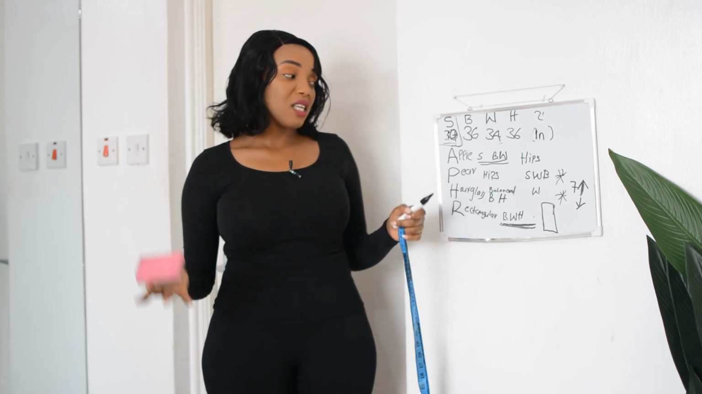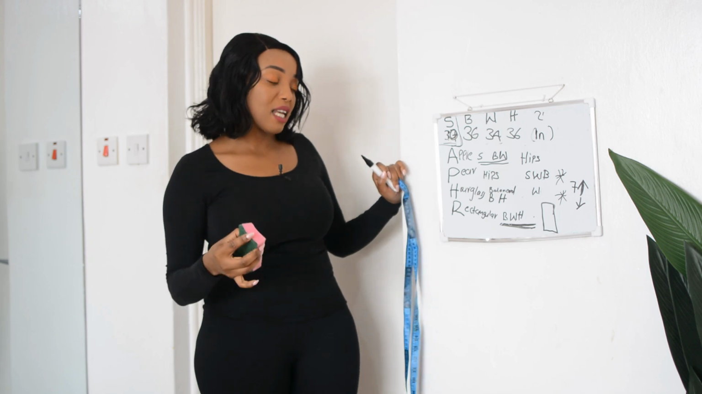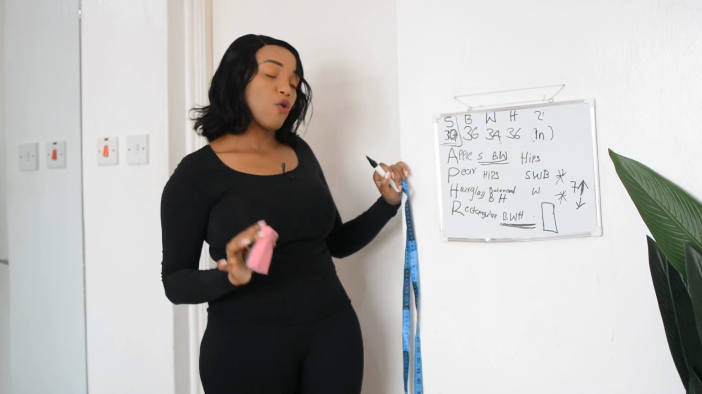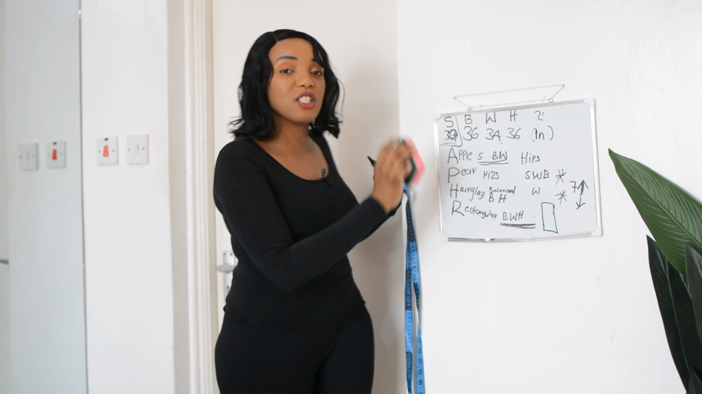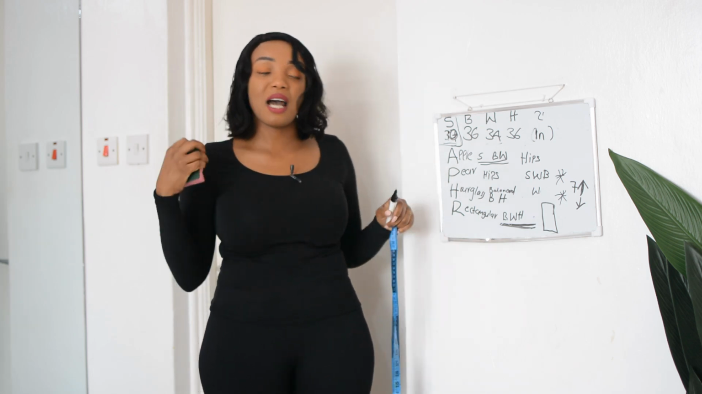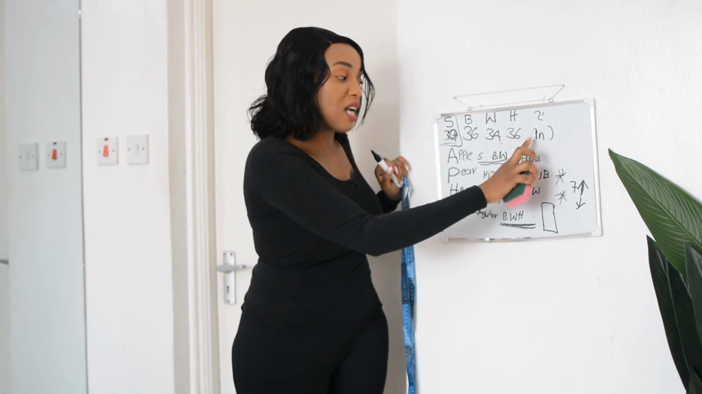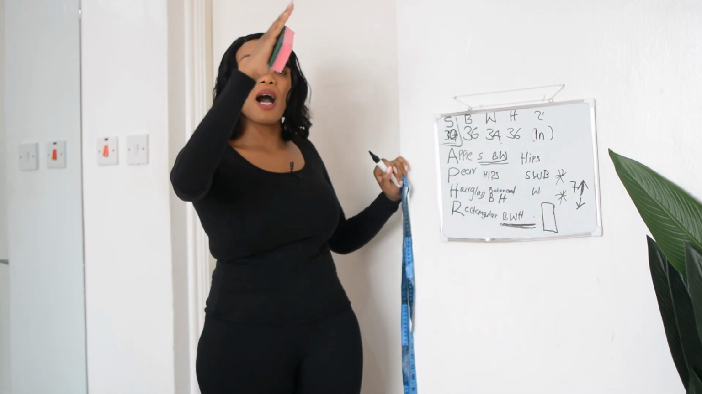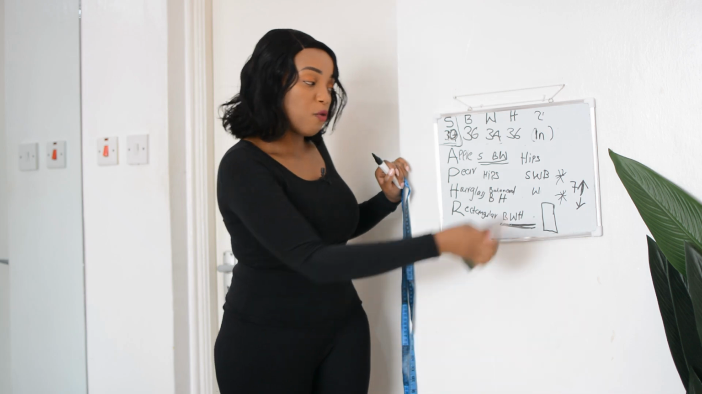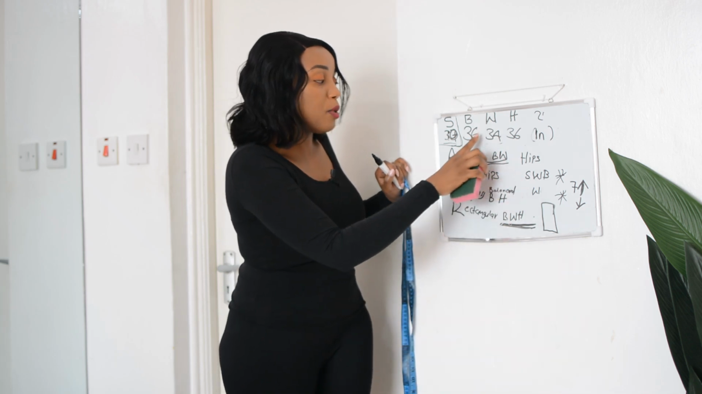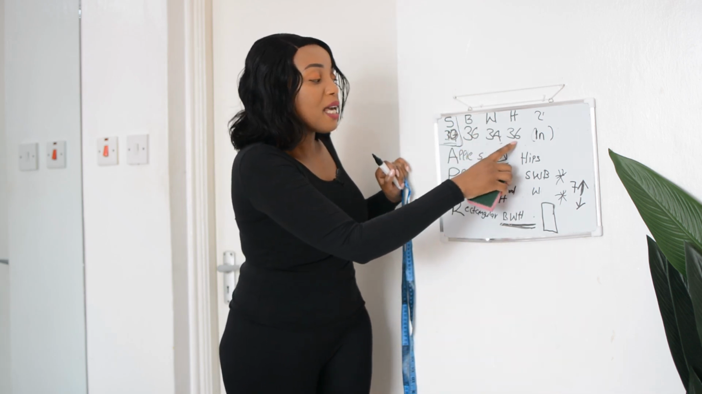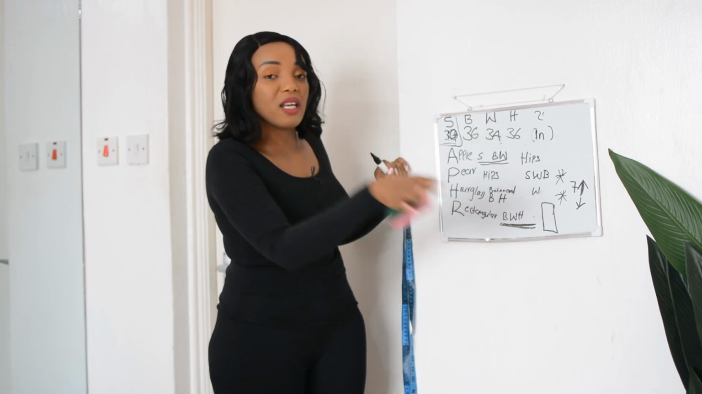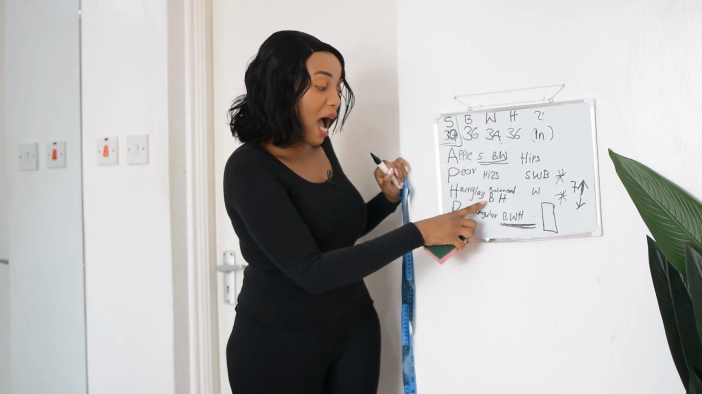So guys, up to this point, I hope that you're understanding what I'm telling you. I hope by now you have an idea. If you use your measurements and try to calculate, if the difference between your bust and your hips is anything between 7 and above, then you automatically fall under an hourglass.